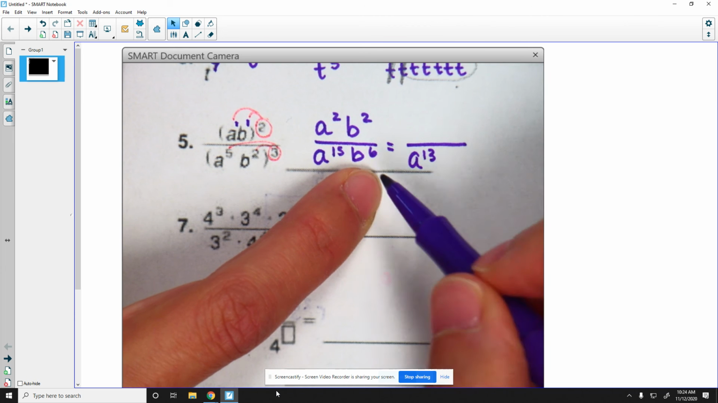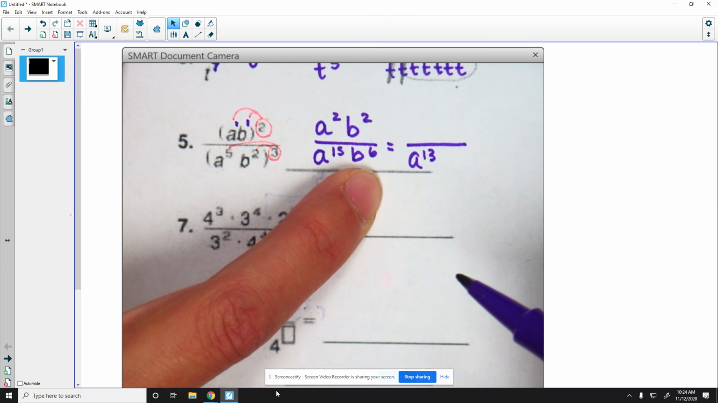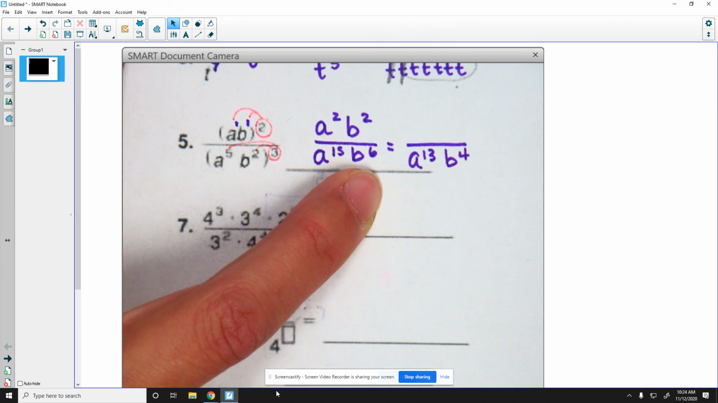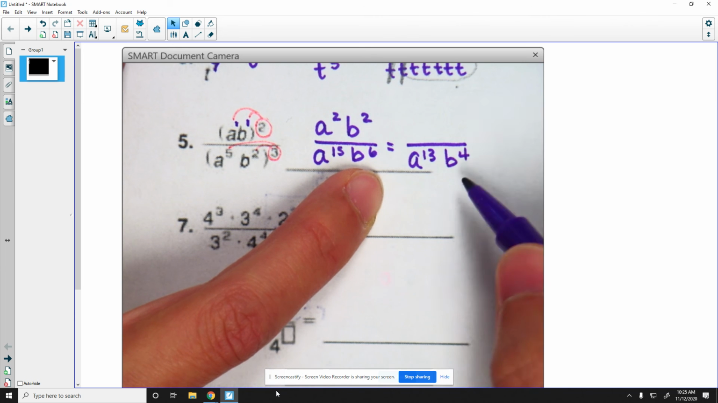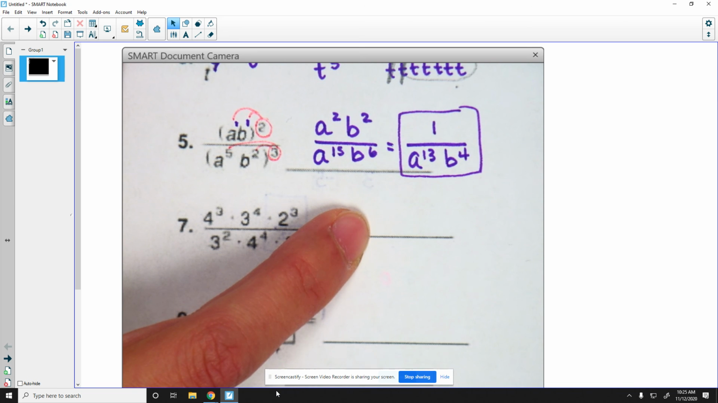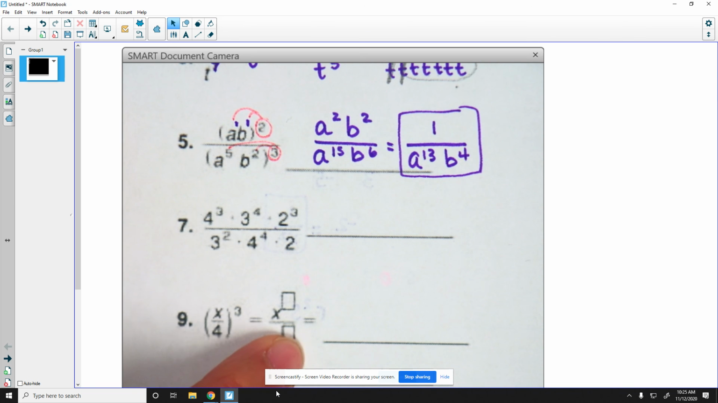So for the b's, how many do I have left over? 4. Top or bottom? Bottom, because 2 minus 6 is negative 4. Negative 4, boom, it gets flipped. So what do I put on top? Just a 1 as a placeholder.